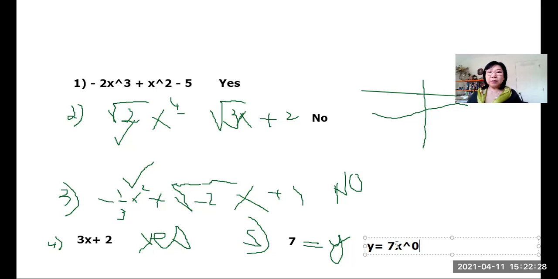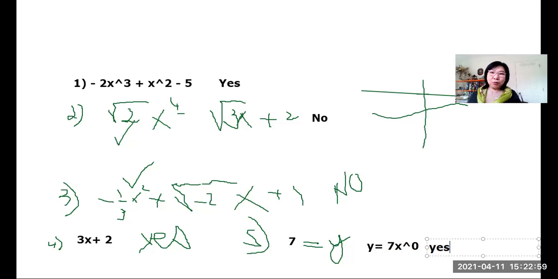So this number 7 multiplied with x to the power 0. So here you have a polynomial function with the degree of 0, and no gaps, no holes, no breaks. So my answer for this, I'm going to say, yes, this is a polynomial function. So that's how I show you how we identify a polynomial function given a bunch of algebraic expressions.